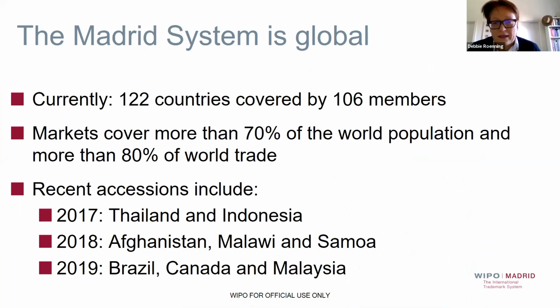So currently we have 106 contracting parties. These contracting parties cover 122 countries. And the reason why these numbers don't match is that we have 2 intergovernmental organizations as members, the EU and the AIPPI, and all their members are not individual members of the Madrid system. We had a very good year last year with 3 major countries acceding to the system. And these are Brazil, Canada, and Malaysia.